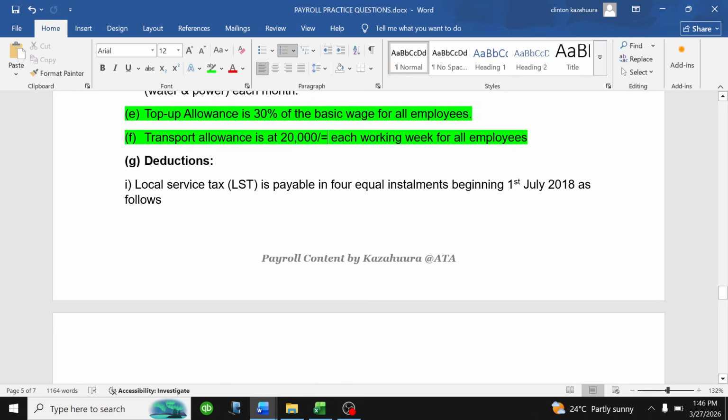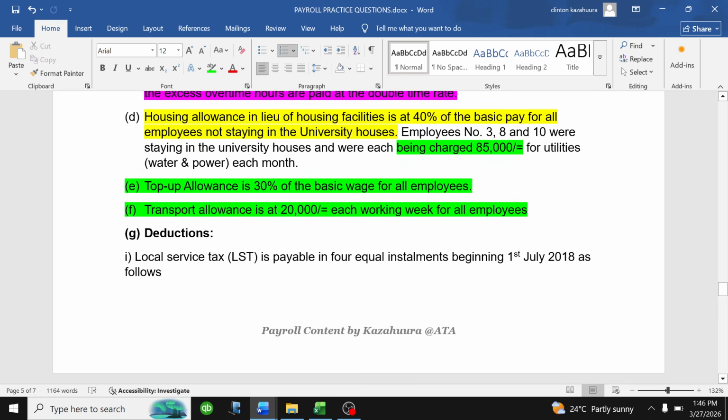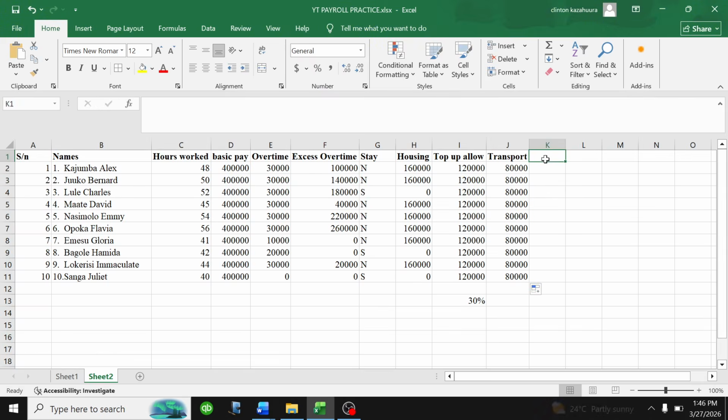Now we are going to the deductions. So for you not to forget these deductions that we have, which is 85,000. Let us start with the 85,000, which we know, and we are saying all those that stay in the university, we are going to charge them 85,000 for utilities. So I come and create here a formula.